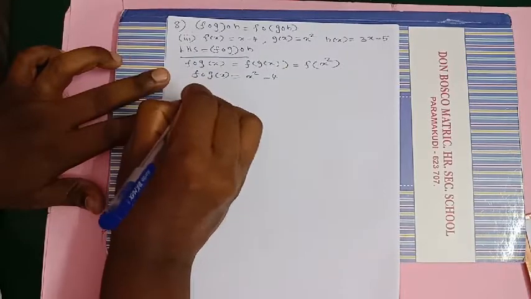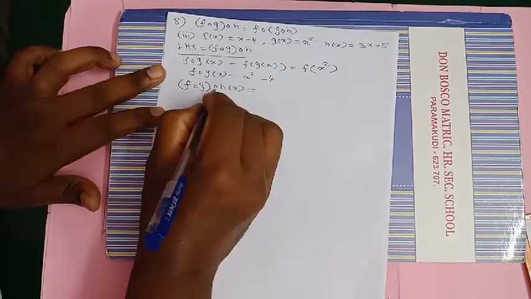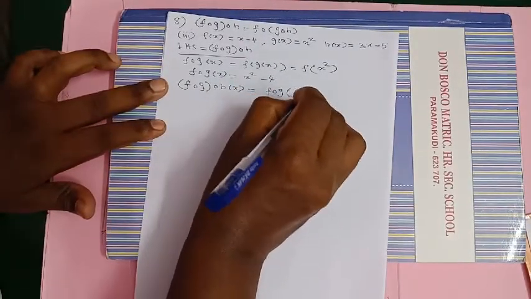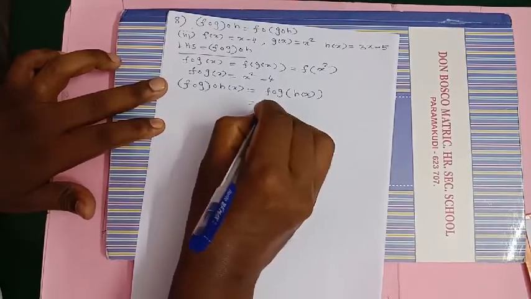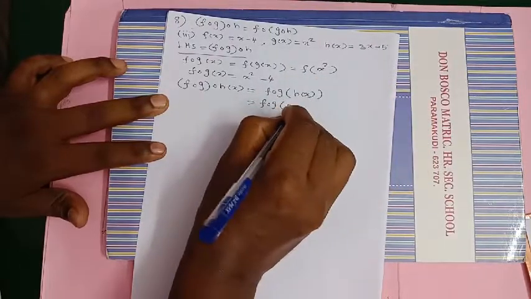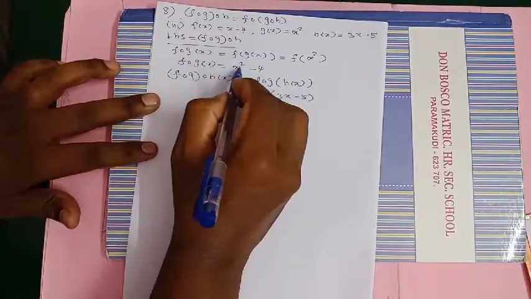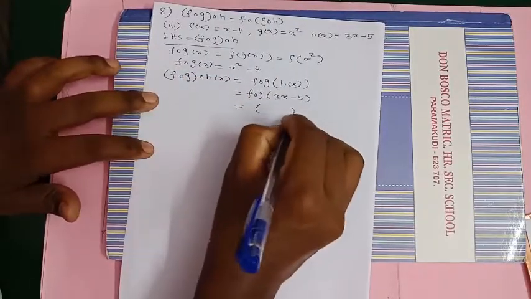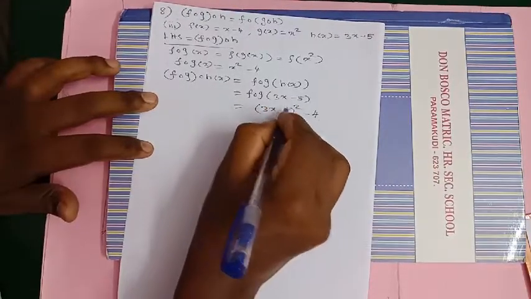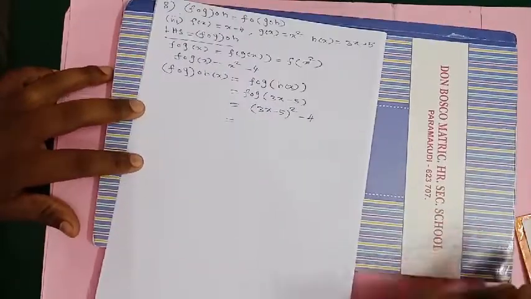Now therefore f composition g composition h of x is equal to, now this is a composition function, it is f composition g of h of x, which is equal to f composition g of, what is h of x? h of x equal to 3x minus 5. Now what is the work of f composition g? Square then subtract 4. What is given inside? 3x minus 5.